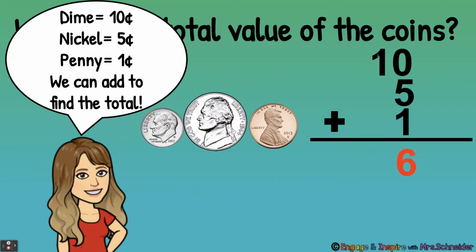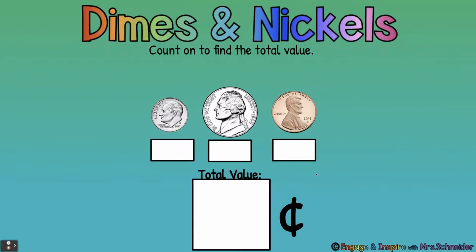Then we're going to add our tens. 1 ten plus 0 tens equals 1. So our total value is 16. So this is worth 16 cents.